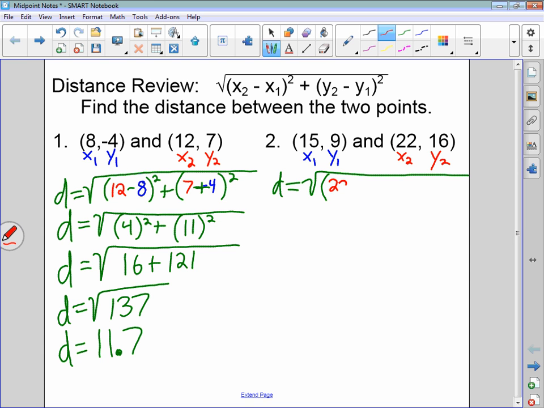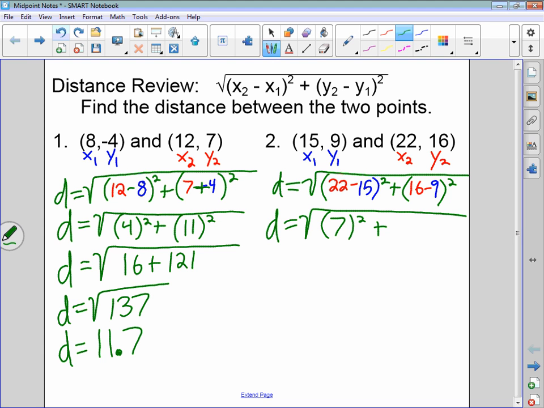22 minus 15 squared plus 16 minus 9 squared. I do my two subtraction problems. I get 22 minus 15 gives me 7 squared, plus 16 minus 9 also gives me 7 squared.